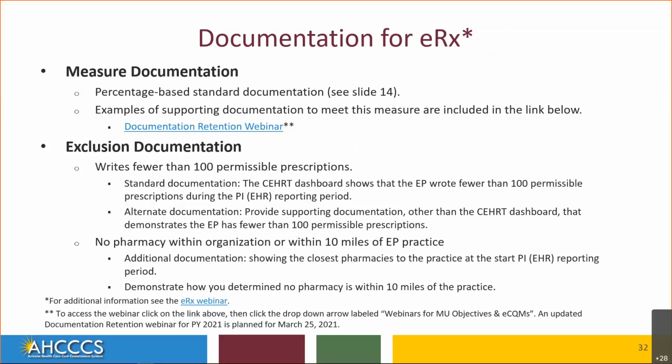Now, if the provider takes the no pharmacy within organization or within 10 miles of EP practice exclusion, they would need to submit additional documentation showing the closest pharmacy to the practice at the start of the PI reporting period. That documentation should demonstrate how the provider determined no pharmacy is within 10 miles of the practice. Again, for additional information, you can see the electronic prescribing webinar.